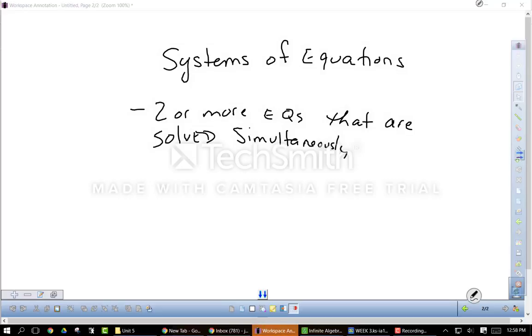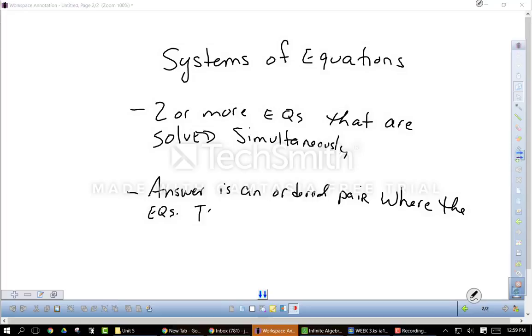Okay, and what do I mean by solving? Well, when we solve the systems of equations, the answer is an ordered pair where the equations touch. So if I have an equation, doesn't matter what it is, and then I have another equation, wherever they touch is going to be the value of the answer. So it's going to be the answer for both, because that's where it solves them. That's where they're solved simultaneously. Knowing all of that information, let's get into our first example and how we solve it with substitution.